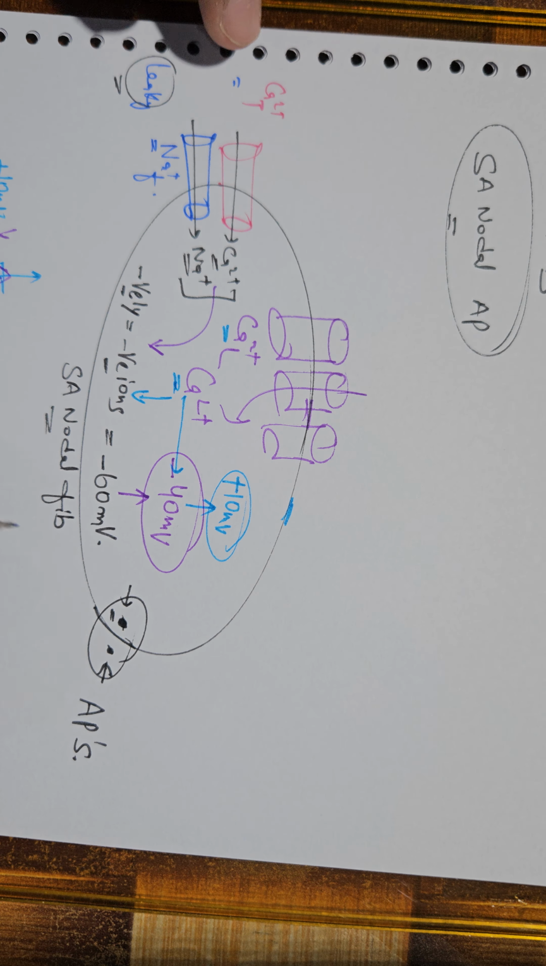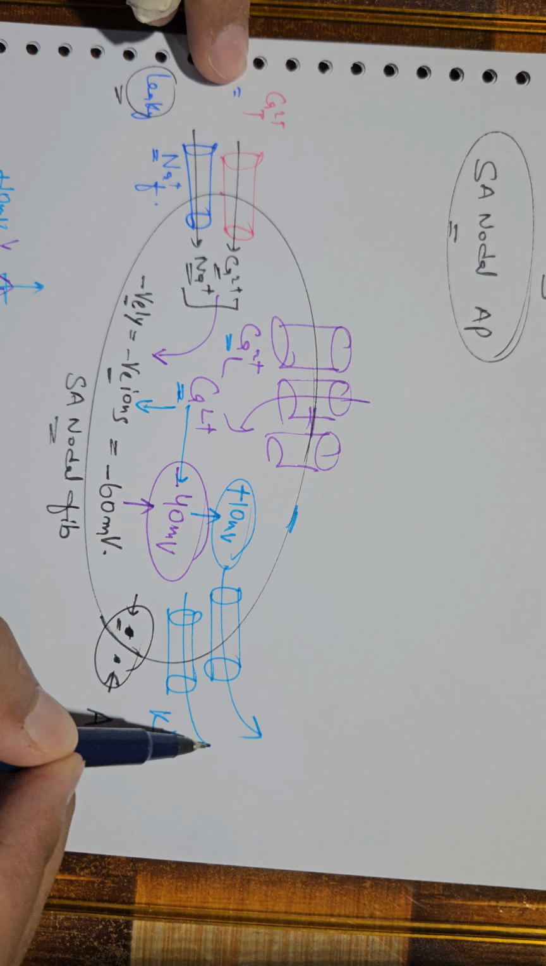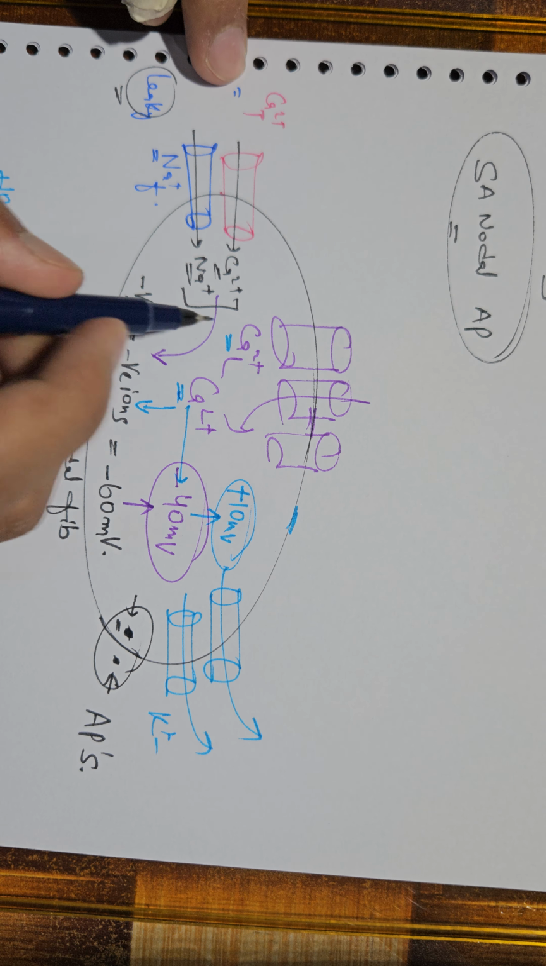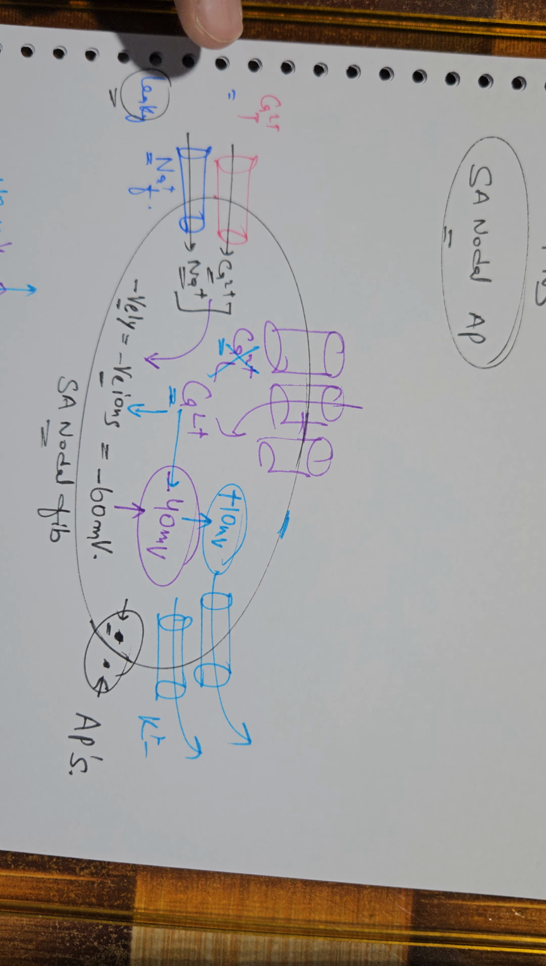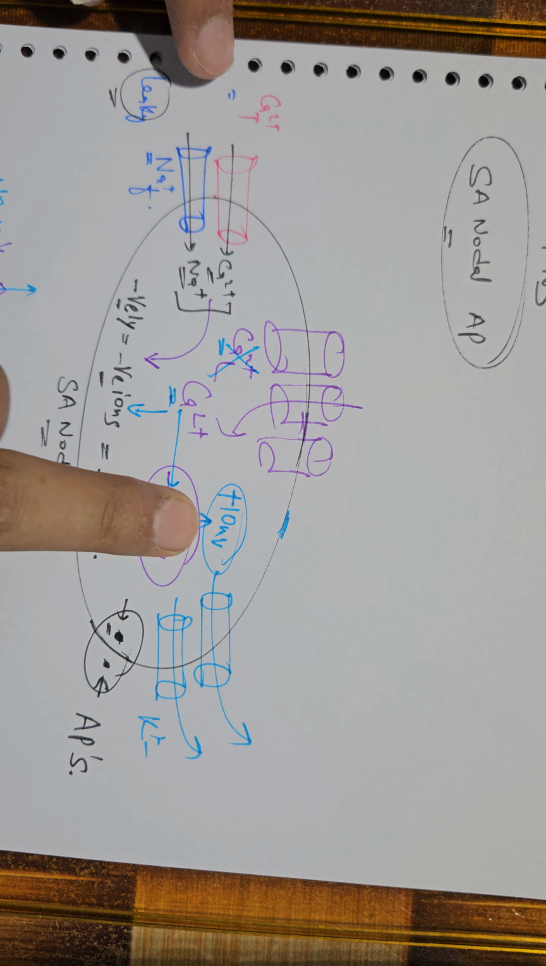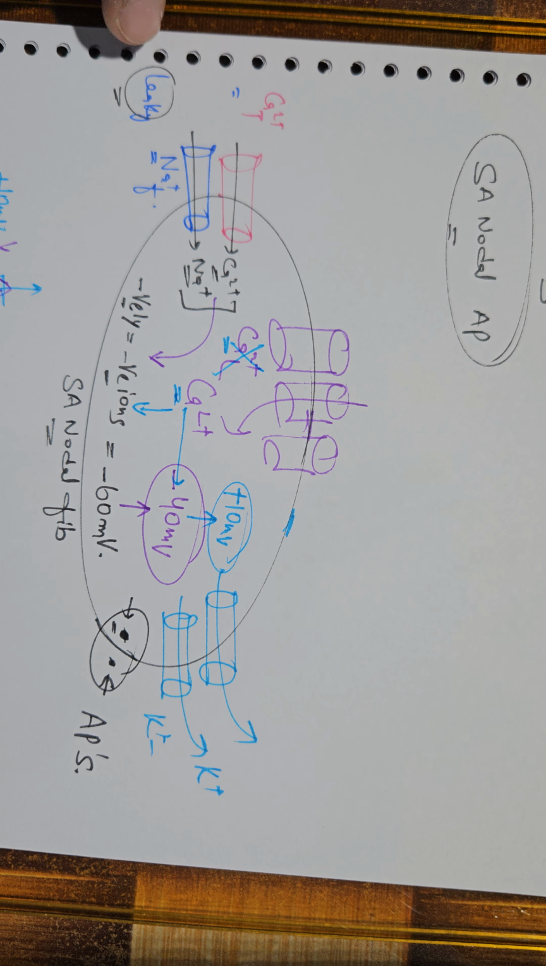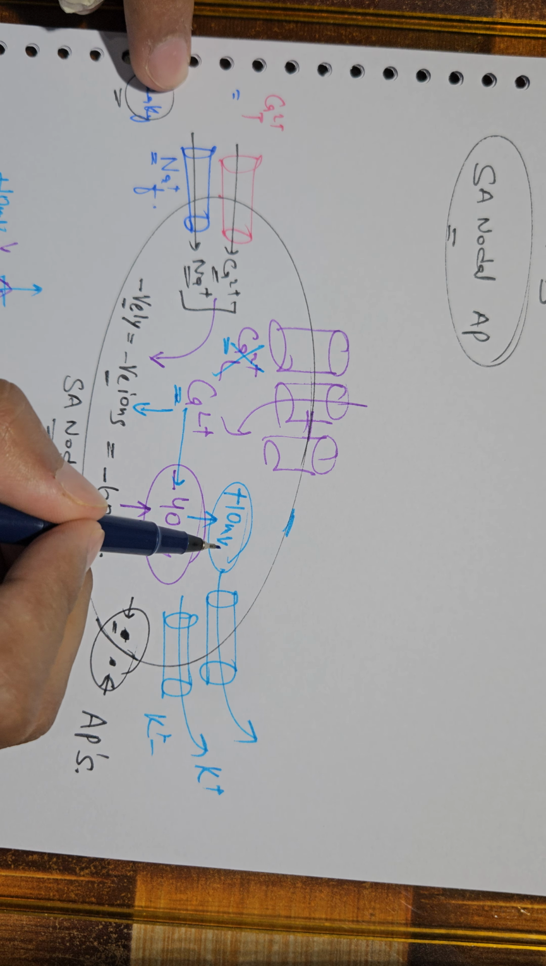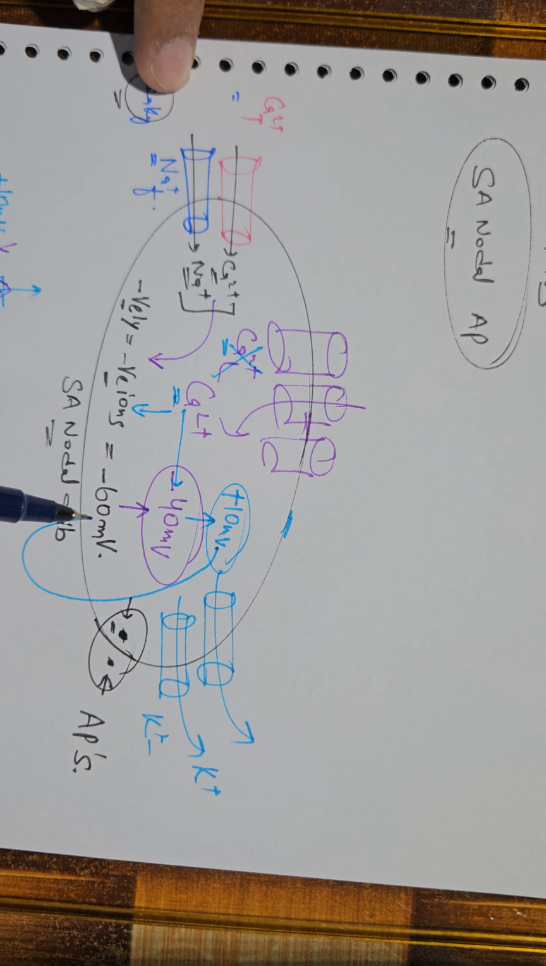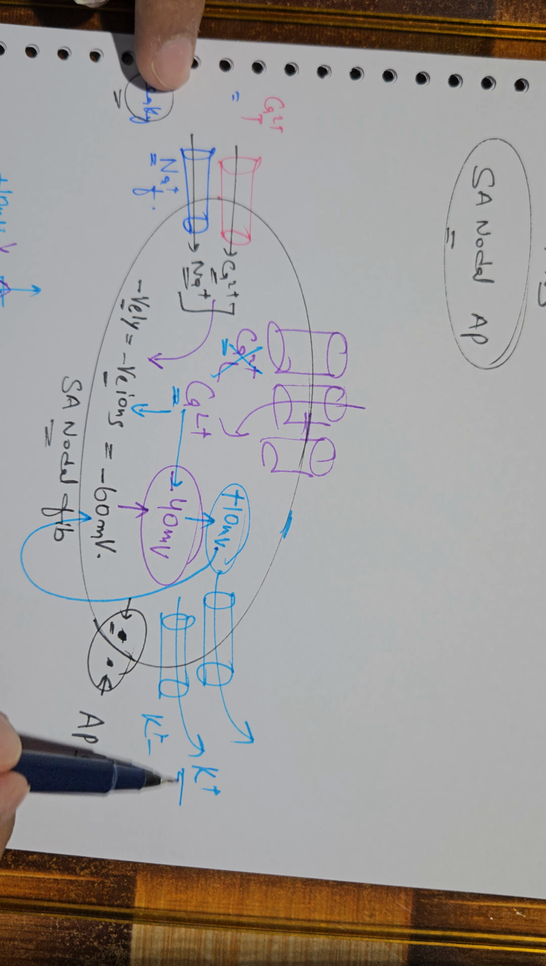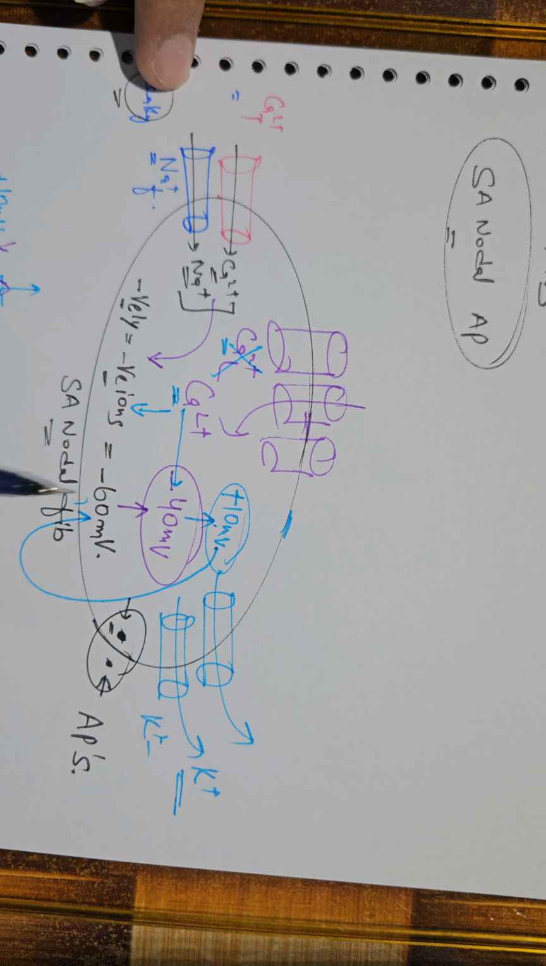There is opening of another type of channels. These are potassium channels, and what happens through these potassium channels? Potassium leaks out, and at the same time there is closure of the L type channels. So when the inside potential is plus 10 millivolt, calcium L type channels close and potassium channels open, and there is efflux of potassium. When positive charge is leaving the cell, it takes this potential from plus 10 millivolt back to minus 60 millivolt, because positive charge is leaving the cell, so the potential becomes negative.